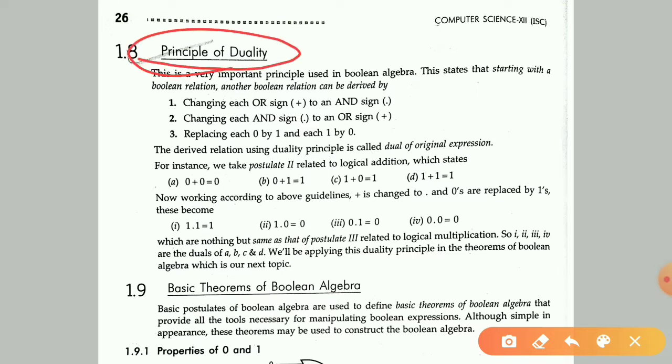Now the principle of duality states that the plus operator changes. Just read the first point. Here OR sign, that means plus, changes to dot, and the second point, dot changes to plus, third one, 0 changes to 1 and 1 changes to 0. Clear? This is the principle of duality. But one more important thing in this: the complement will remain the same.